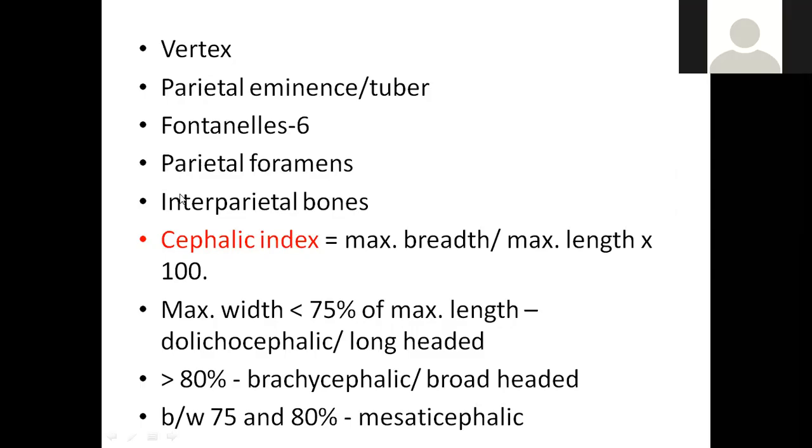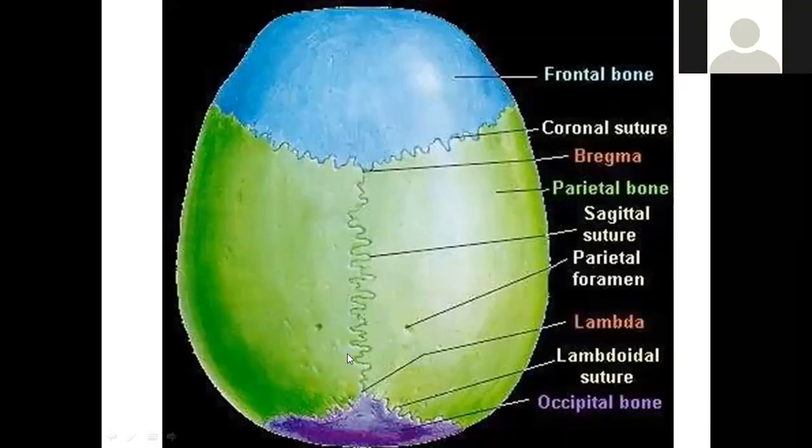We also see, on either side of the sagittal suture, two holes, which are called the parietal foramen. When I discussed the scalp, I told you it gives passage to emissary veins, which connect the veins of the scalp to the veins of the brain.